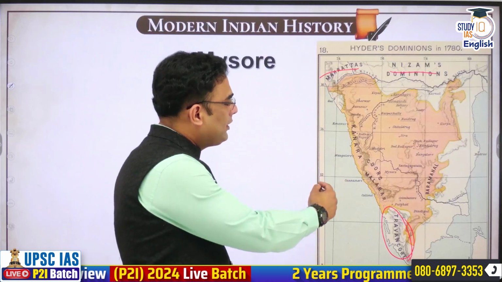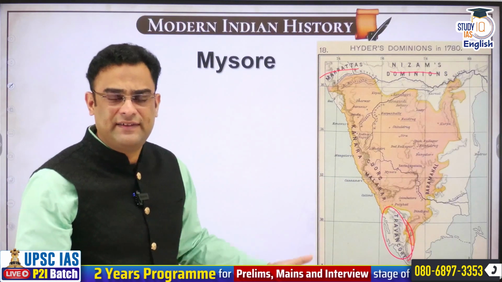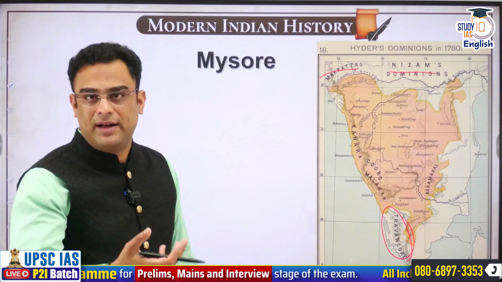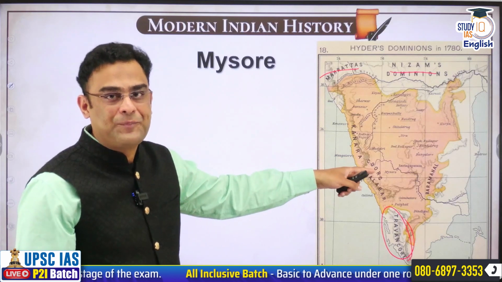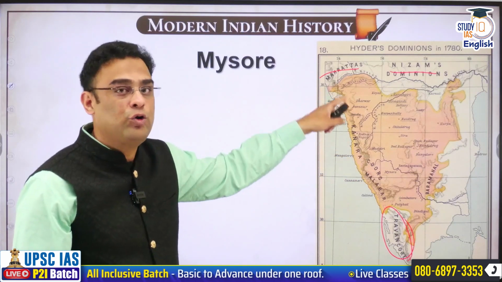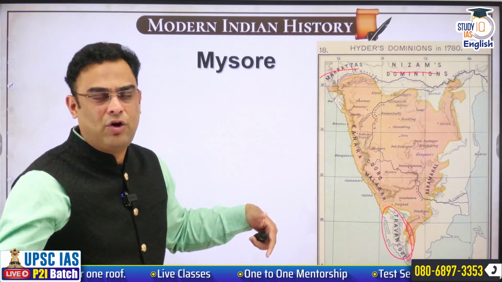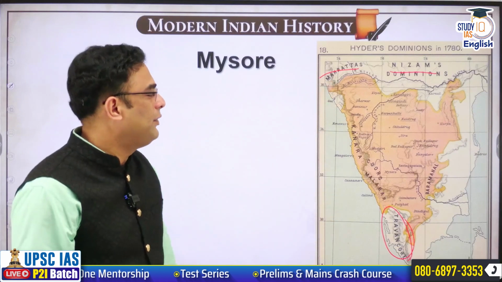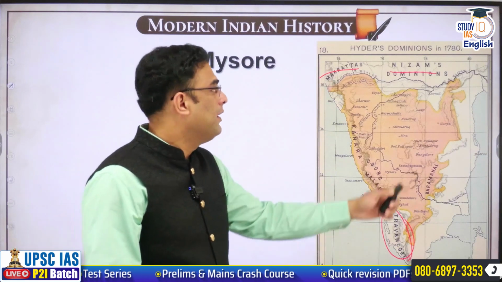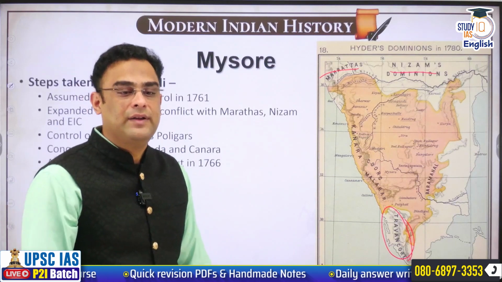Because Hyder Ali wanted help from the French. He wanted to modernize the army, and for that reason, he required arms, ammunitions, etc. coming from the French. And for that reason, he needed the control of the coast. And of course, for other reasons like trade and commerce. But primarily, his motive was so that the connection with the French can be established strongly. So this is the geographical location of this particular state.